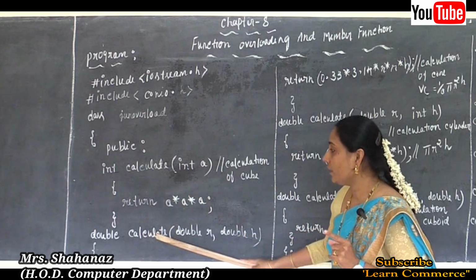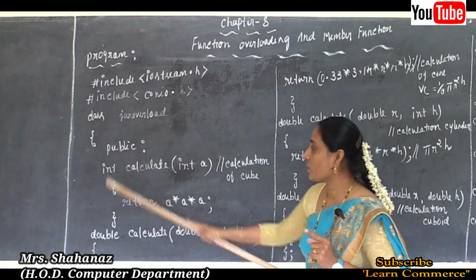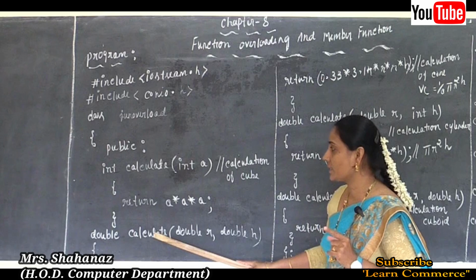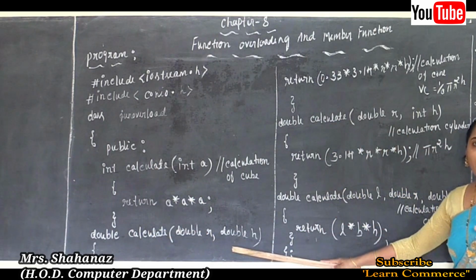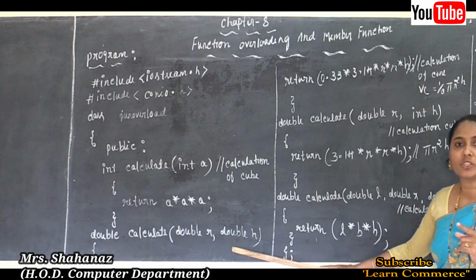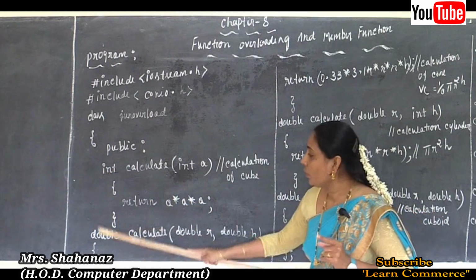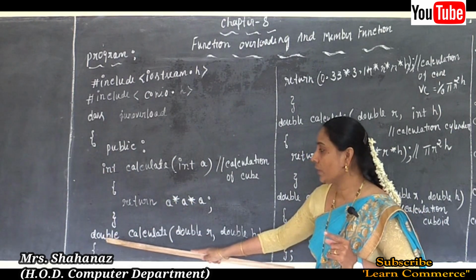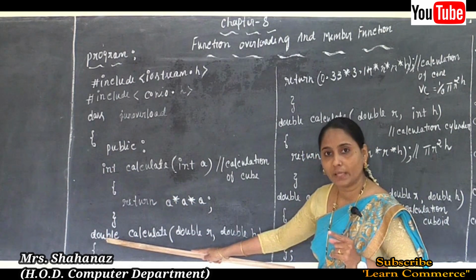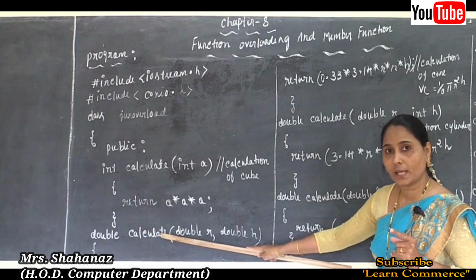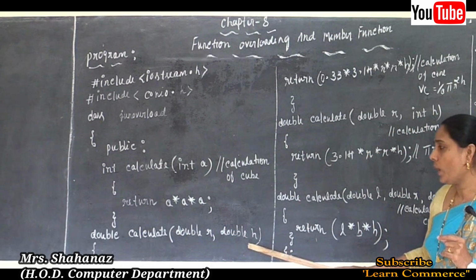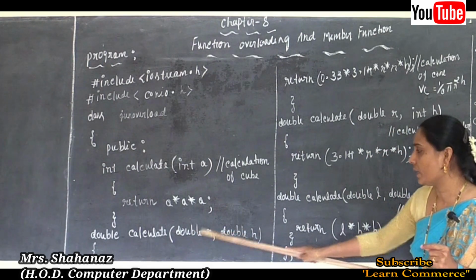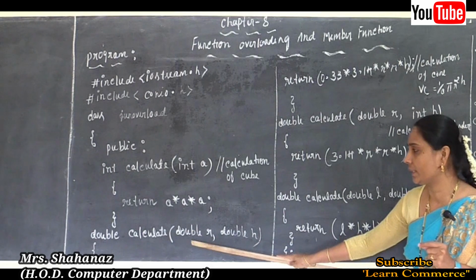And later, the second calculation. Why? Because I already said the function name is the same everywhere, but a different kind of argument and a different number of arguments are used in function overloading. So this second operation starts with the return type double. The function name is the same, calculate, and just two arguments are used, one is r and the second one is h, using the data type double.